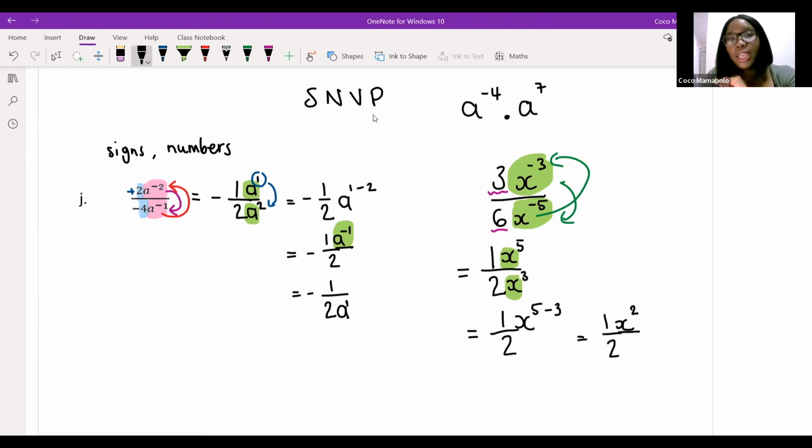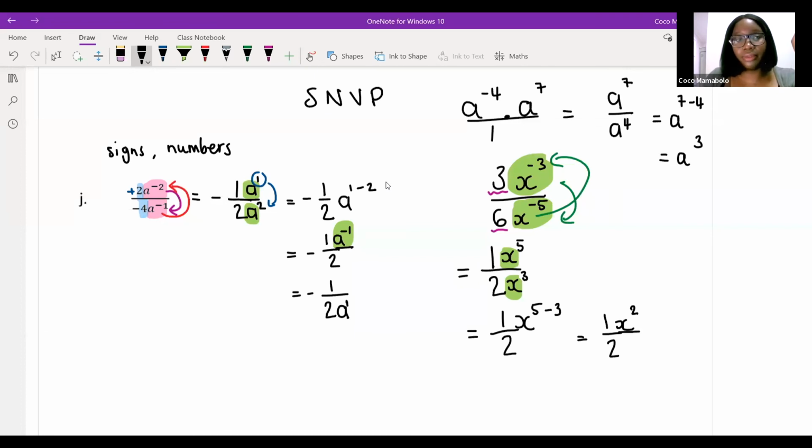Okay, so we can take this whole thing and put it over 1, right? And then we're going to end up with a to the power of 7 over a to the power of 4. Now, what are we doing, Tiana? Are we multiplying or are we dividing? We're dividing, so we're going to say 7 minus 4. That's it. We're going to have 7 minus 4, and that's going to give me a to the power of 3, right? Yeah. Good.